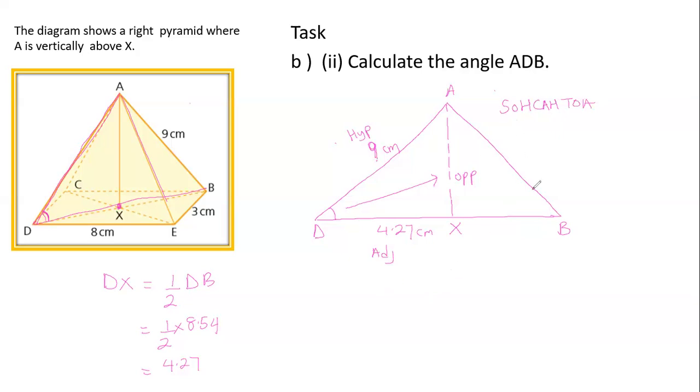Cosine. Sine relates opposite and hypotenuse. Cos relates adjacent and hypotenuse. Since we have adjacent and hypotenuse, I will use cos. So I will say cos of D is equal to adjacent over hypotenuse. So cos of D is equal to adjacent 4.27 divided by 9. Cos of D will equal to, what do you get?